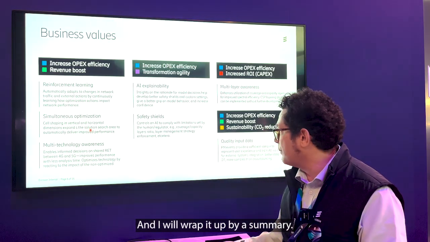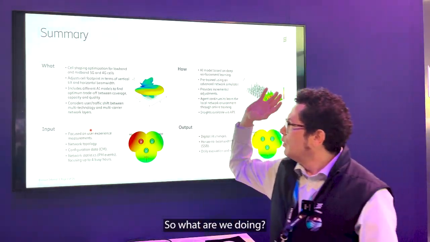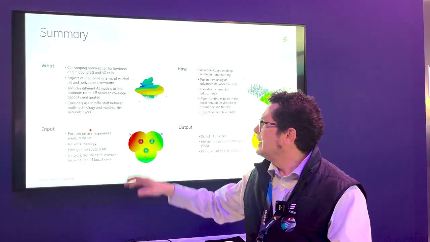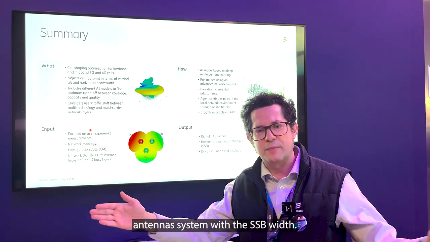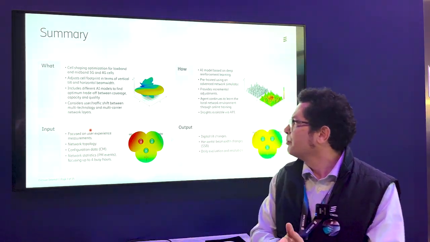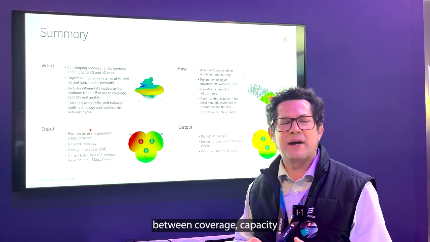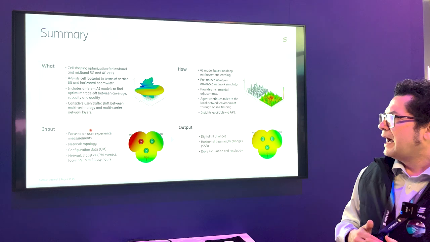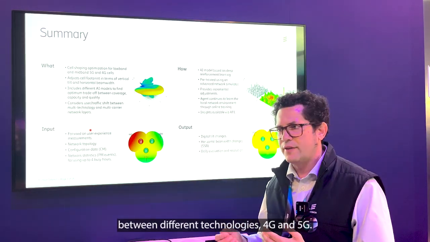And I will wrap it up with a summary. So what are we doing? We are doing cell-shaping optimization for 4G and 5G. In the 5G, we can also play in the active antenna system with the SSB width, right? We have different AI models that cater for the trade-off between coverage, capacity, and quality that the user can steer. And we can consider the traffic shift between different technologies, 4G and 5G.